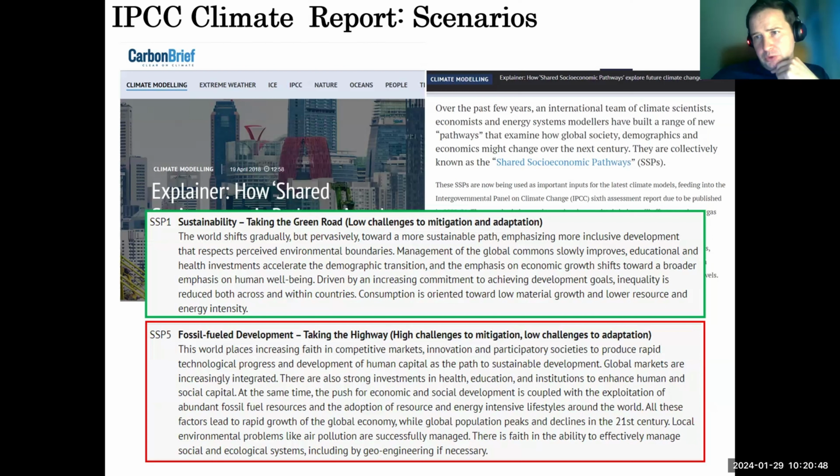Who of you thinks that SSP1 is the most likely? Likely, yeah, likely. So you believe that SSP1 will be implemented? No, not that much. SSP5? Yeah, probably also not. So probably we'll try to balance between those and find a smart way to combine the economic and, let's say, ecological needs.